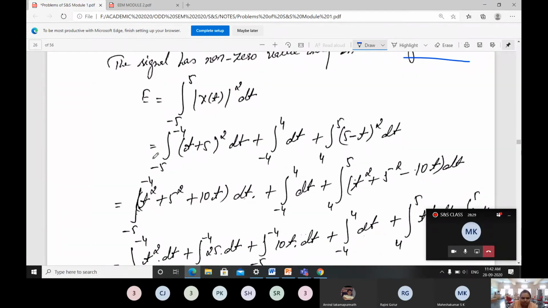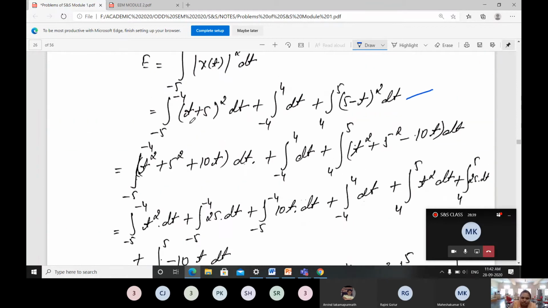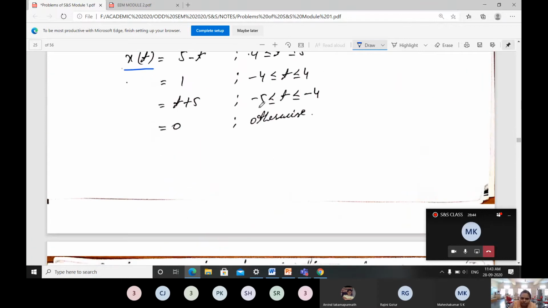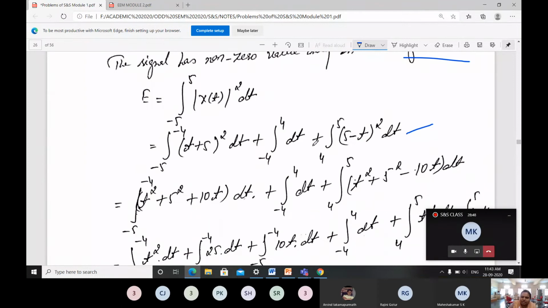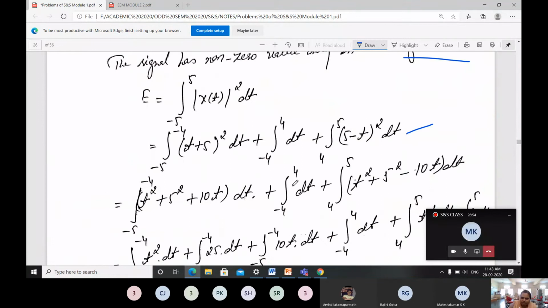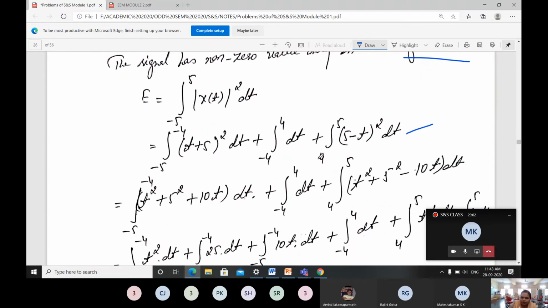Then I wrote here by expanding the limit: minus 5 to minus 4, what we got? Sorry, here minus 5 to minus 4 is t plus 5 whole square. Then minus 4 to 4 we got as 1, substituting 1 into dt as it is. Then from 4 to 5 it's 5 minus t whole square into dt.